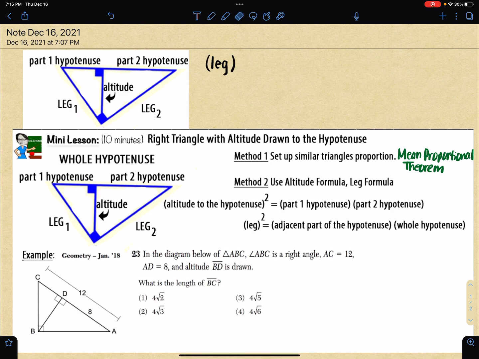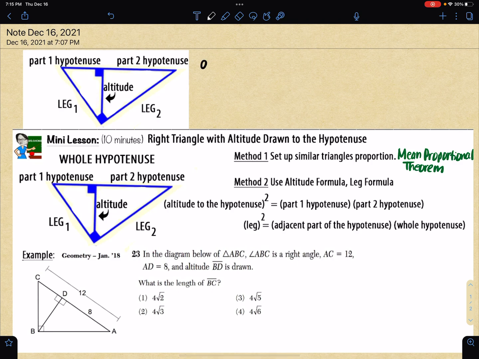Okay, hold on one second. Let's go back for a moment. Both of the formulas that I'm going to talk about have to deal with the hypotenuse, okay? If you look over here, this altitude leads to two parts of the hypotenuse. Part 1 of the hypotenuse, part 2. Or this could be part 1 of the hypotenuse, or this can be part 2 of the hypotenuse, okay? So the altitude leads to two parts of the hypotenuse.